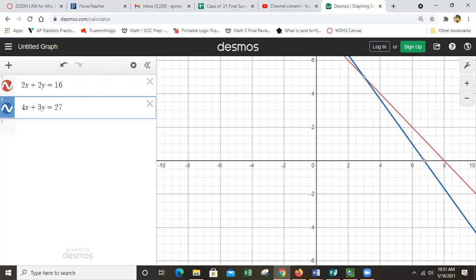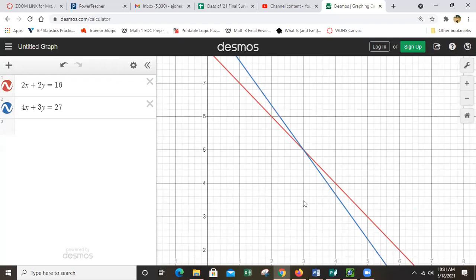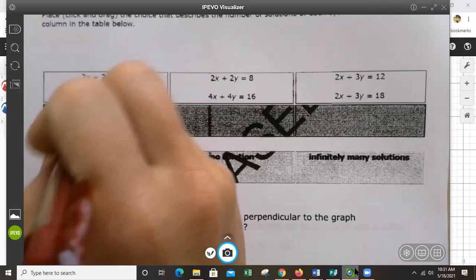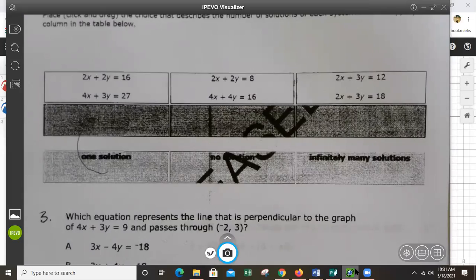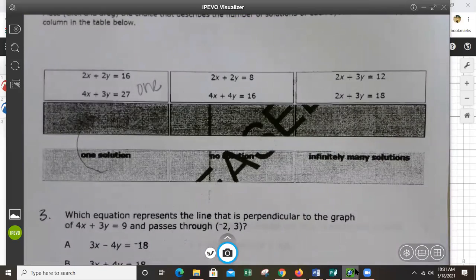How many times do they cross? If you need to zoom out a little bit. How many times do they cross? Just one, right? So how many solutions do I have? 1. That's all you're doing. So if you look on this question, this one solution goes up here. You would drag it up there. So this one is 1 solution. Did you do any work for that? Nope. Don't have to do any work.